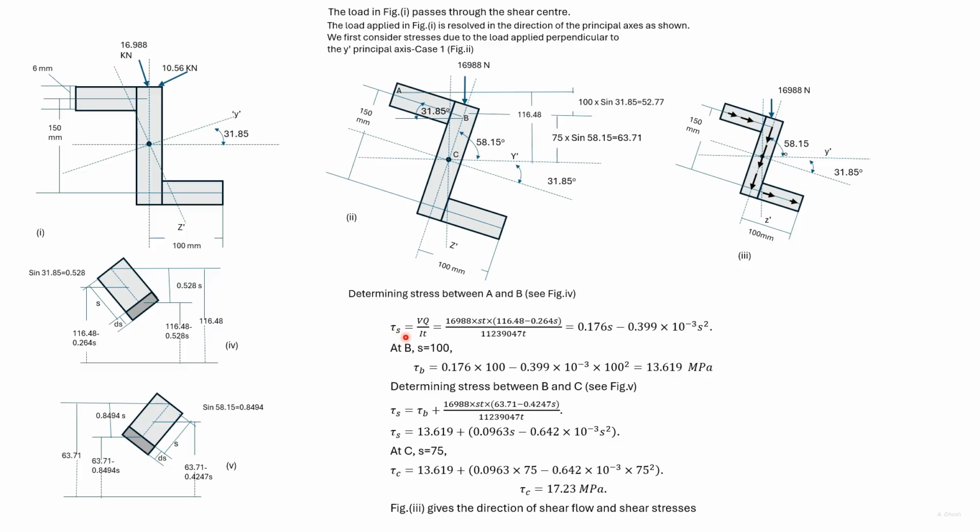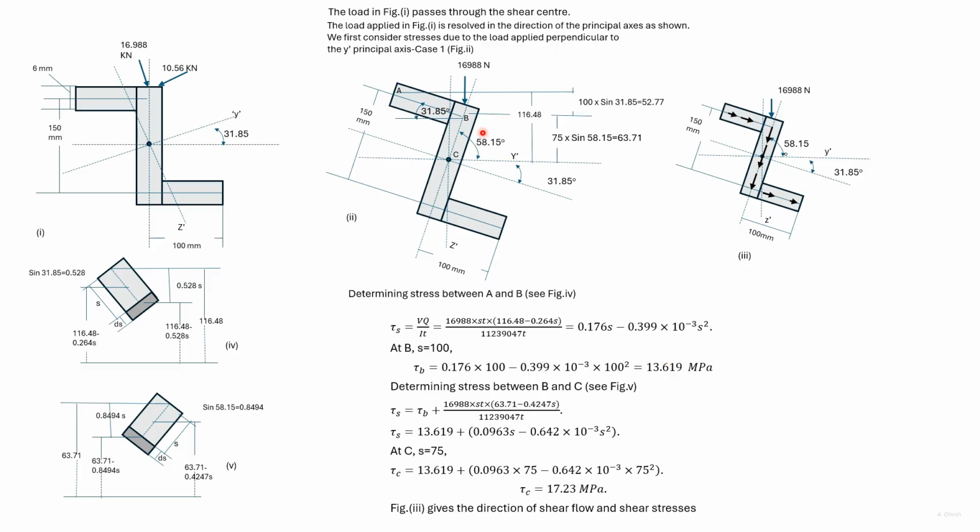Tau S is VQ by IT. Q here is S into P into this distance, which we can see here. P is this force and I is I y dash, which we have found earlier. So here we get an expression of tau S between A and B. At B, S is 100 and we find tau B to be 13.619 MPa.